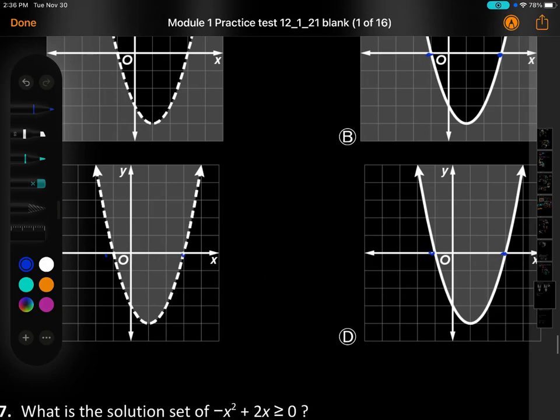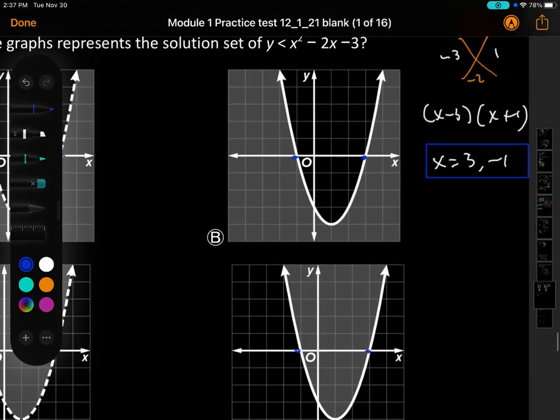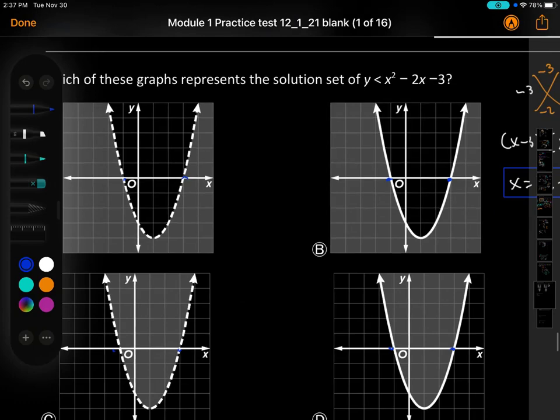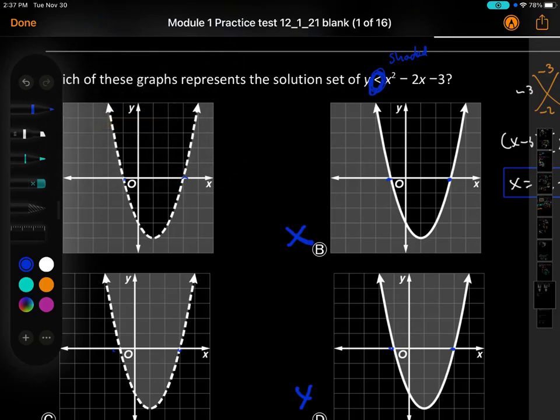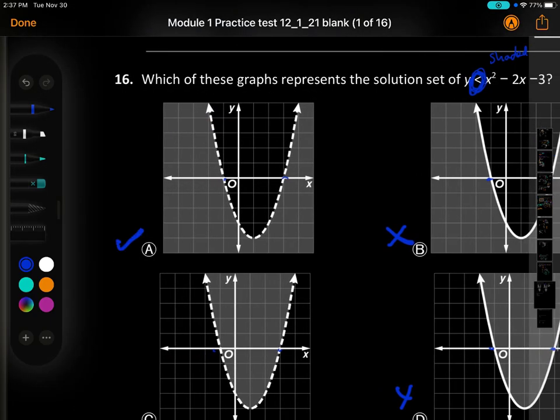Okay, so a couple of things you need to first note is this one is less than. Less than means that this is going to be a shaded line on the solution. So it's not going to be B or D. It has to be either A or C.